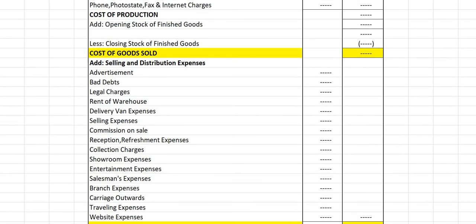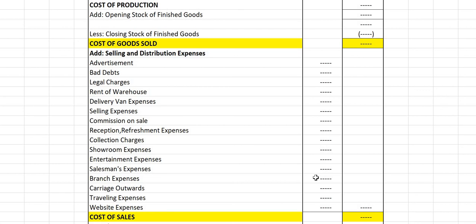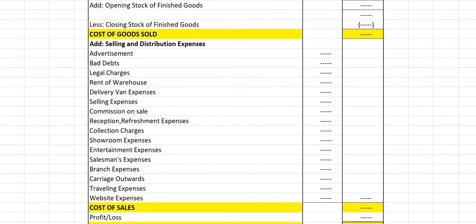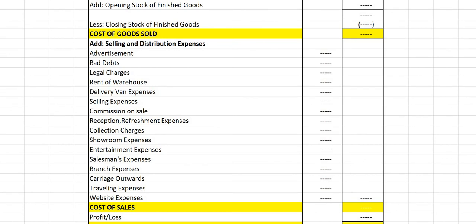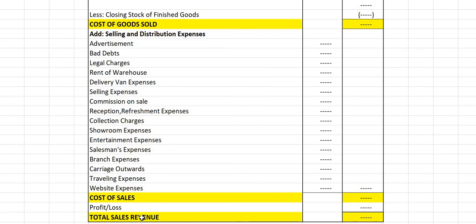Now next is your traveling expenses. If you have some websites, then website expenses. You have to add all these expenses and the total should be written in the final column. Now, whatever cost of goods sold you have calculated, in that you have to add all these indirect selling and distribution expenses. You will arrive at cost of sales. Now, in the cost of sales, if there is profit you add it, and if there is loss you subtract it, and you will arrive at total sales revenue. So this is the complete proforma of the cost sheet.